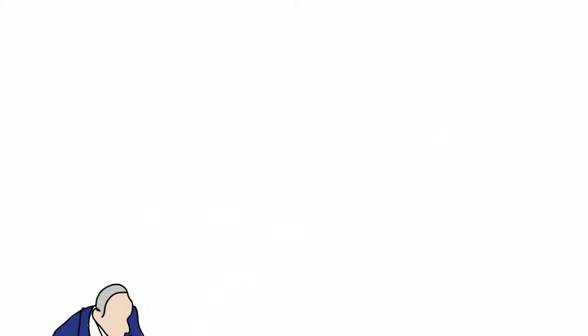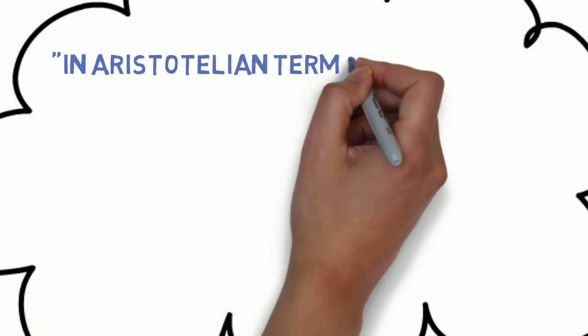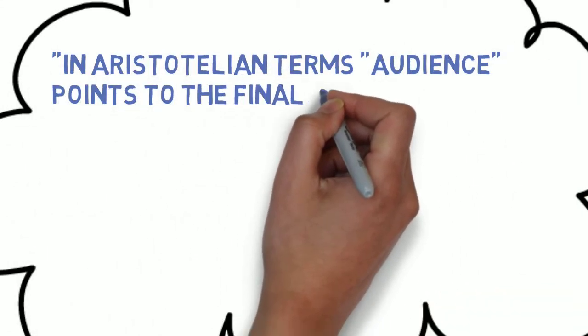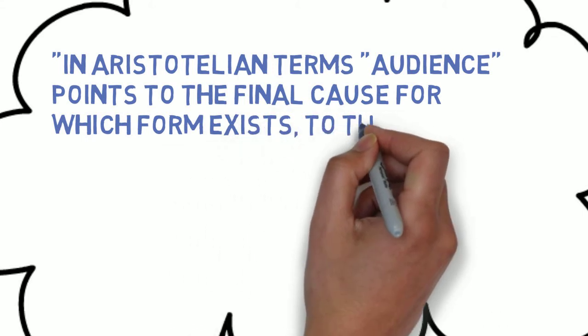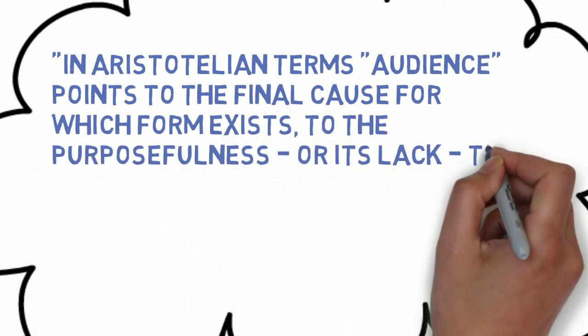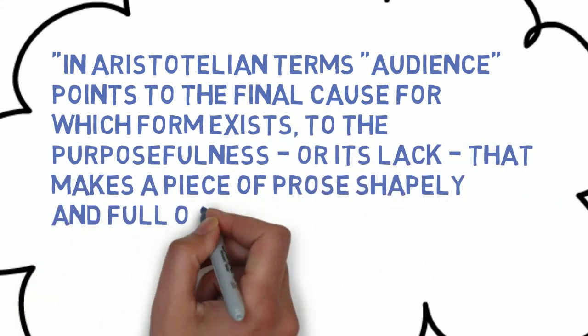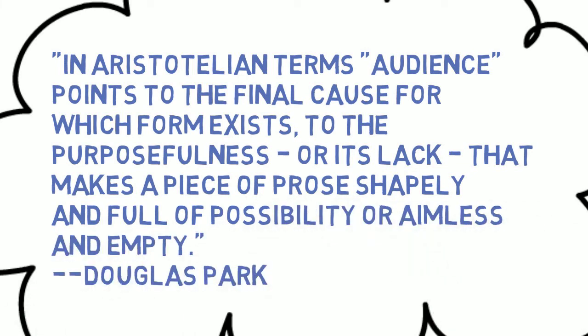It is also important to note that in Aristotelian terms, audience points to the final cause for which form exists, to the purposefulness or its lack that makes a piece of prose shapely and full of possibility or aimless and empty. In other words, without the audience, there is no purpose for the text and the writer to convey it.